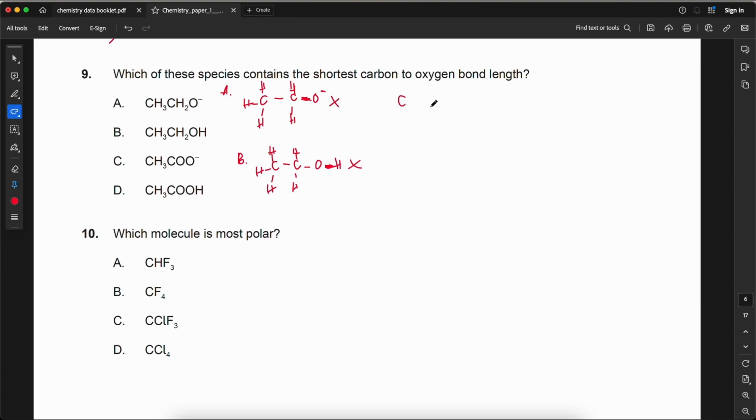And for C, CH3COO minus. And for D, CH3C double bond O, OH. For C, it has resonance, able to experience resonance, so the single bond can be changed to double bond and vice versa. But for D, it has no resonance, and this is absolutely the shortest. Therefore, the answer is D.